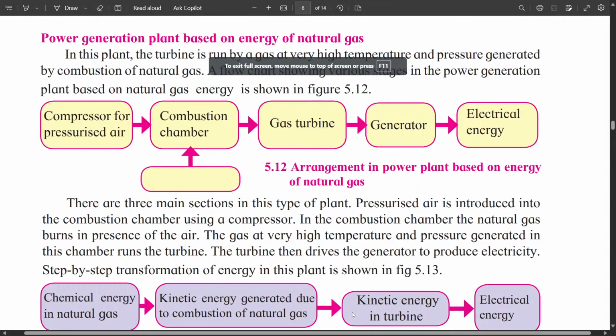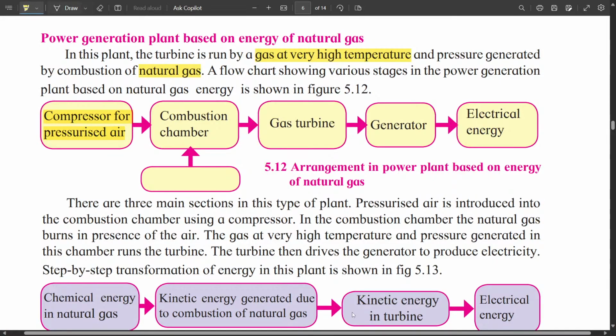Power generation plant based on energy of natural gas. In this plant, the turbine is run by a gas at very high temperature and pressure generated by the combustion of natural gas. A flowchart showing various stages in the power generation plant based on natural gas energy is as shown in the figure. So first we have the compression for the pressurized air.